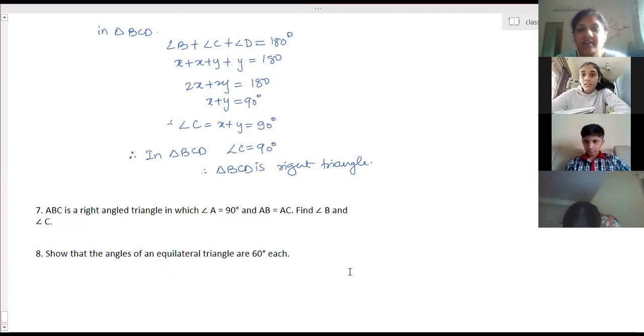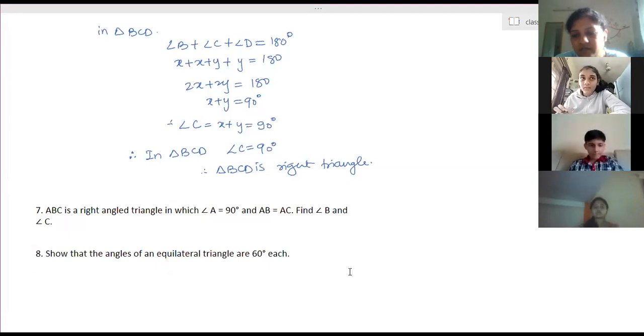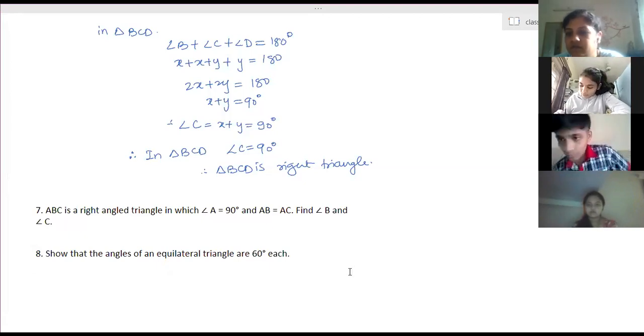Angles of an equilateral triangle are 60 degrees each. So how to show?